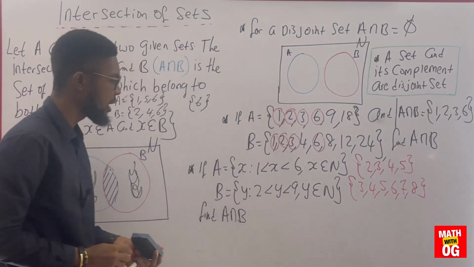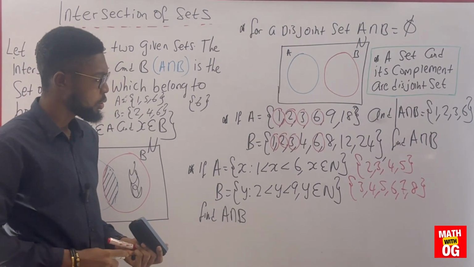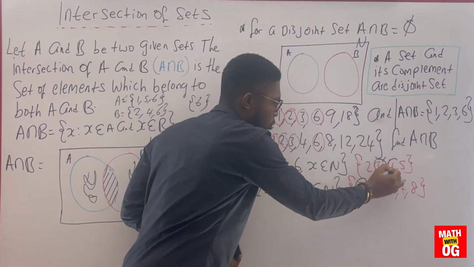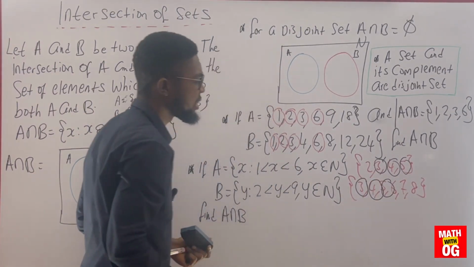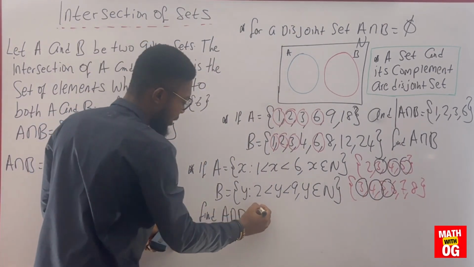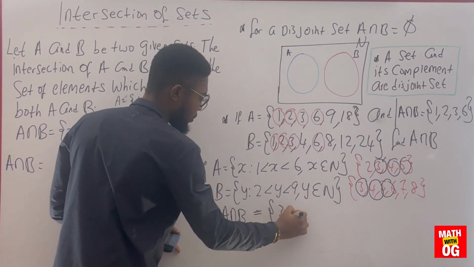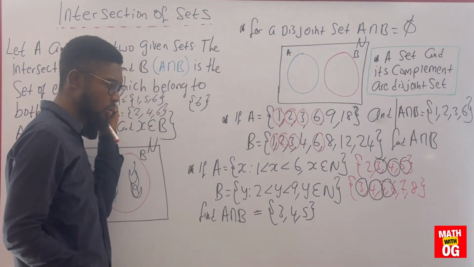Now the question: find A intersection B. That means what is common to both A and B? 2 is not common. We have 3 to be common here, we have 4 to be common, and we have 5 to be common. So the answer here should be 3, 4, and 5. The answer here is equal to {3, 4, 5}. So that's the answer to the question.